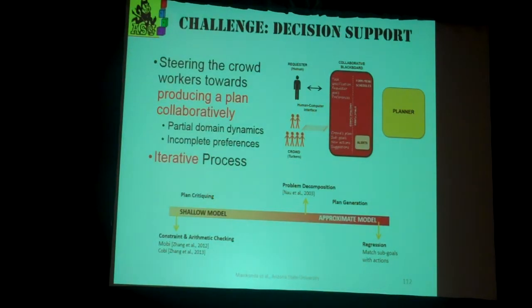So you need to steer the crowd workers towards producing a suitable plan, a satisfactory plan, in a collaborative fashion, okay? How do you do that? First of all, it's an iterative process, right? So you have the comfort of knowing that the planner doesn't have to get it right on the first shot, okay? It's an iterative process that can go through multiple refinements, okay?